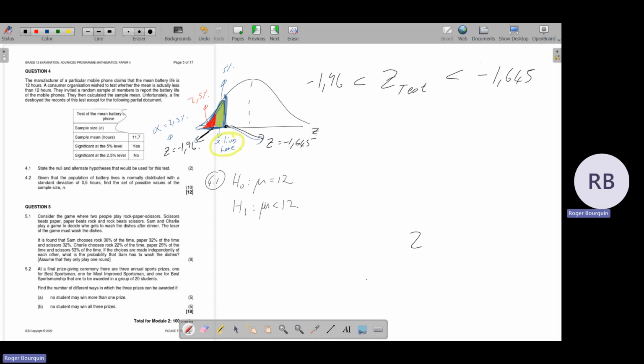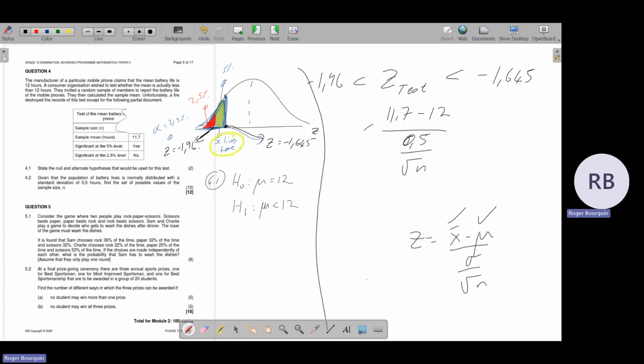How do I find the Z for hypothesis testing? What's the formula we use? Got your formula sheet? Go find it. Z equals X bar minus mu over sigma over root n. So I'm using this formula. Did they give us sigma? Yes, so I'm going to solve this equation. X bar was 11.7, right? Mu is equal to 12. Sigma is 0.5. So X bar minus mu over 0.5 over root n must be bigger than negative 1.96 and less than negative 1.645.